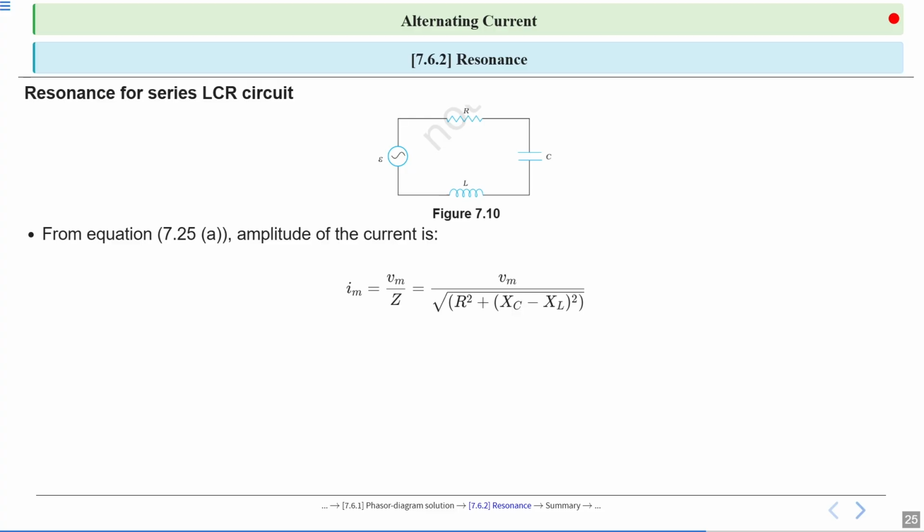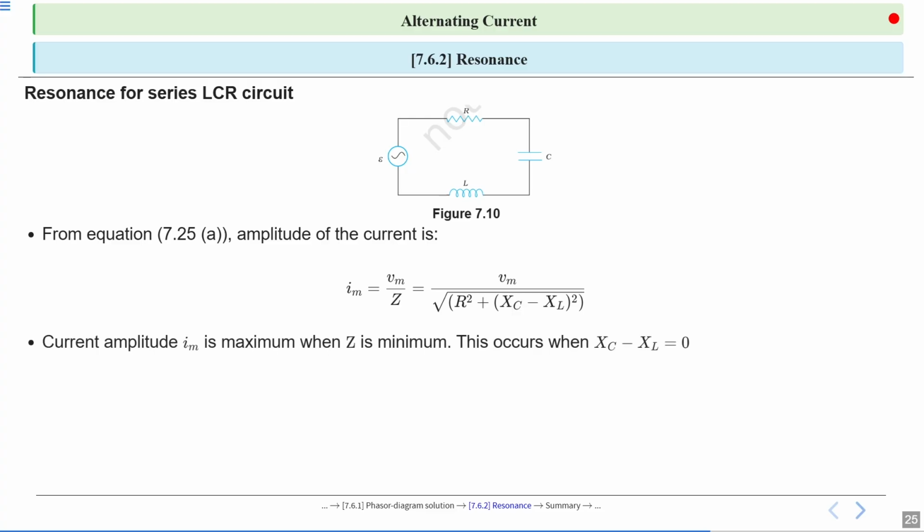What is the condition when Z is minimum? So Z is minimum when XC becomes equal to XL and the difference between XC and XL becomes 0. So at this condition, impedance will become minimum and impedance will become equal to R, the resistance, and current will be maximum in the circuit. So that is the condition for resonance. So current amplitude Im is maximum when Z is minimum. This occurs when XC minus XL equals 0. So current amplitude at this condition will be Im equal to Vm upon R. So Z will become equal to R because Xc minus XL will become 0.